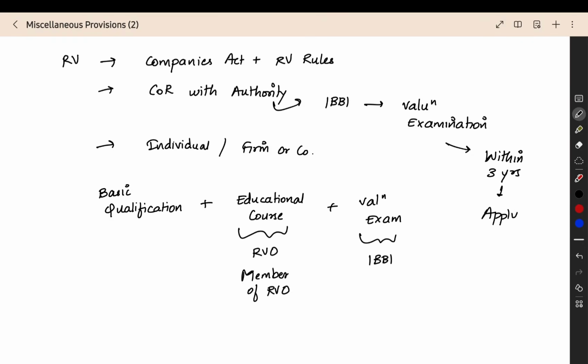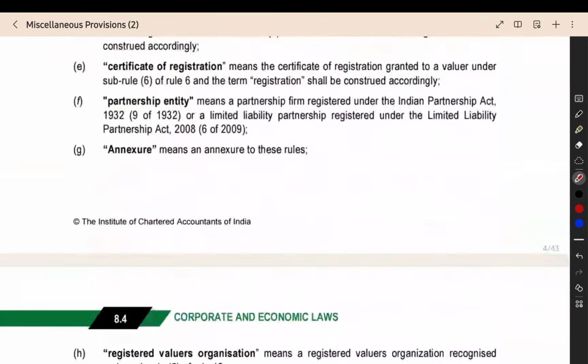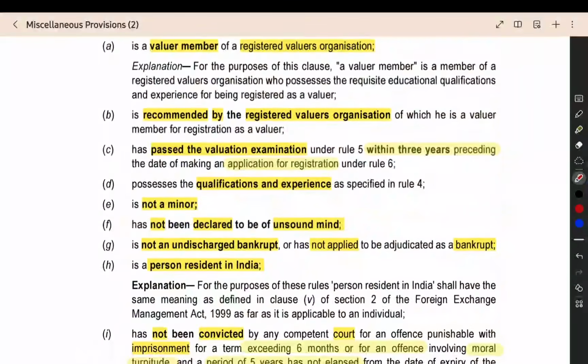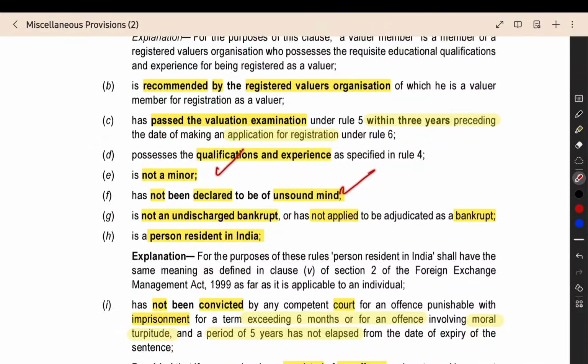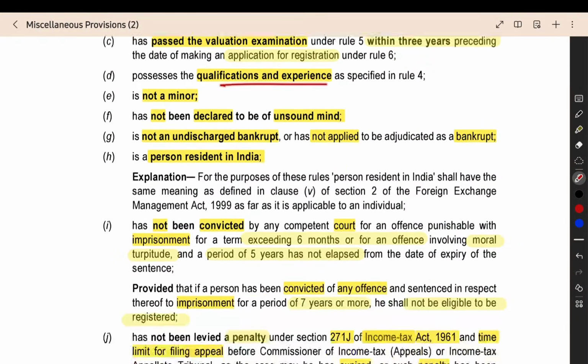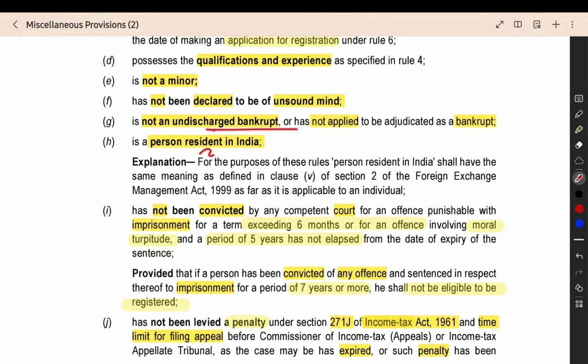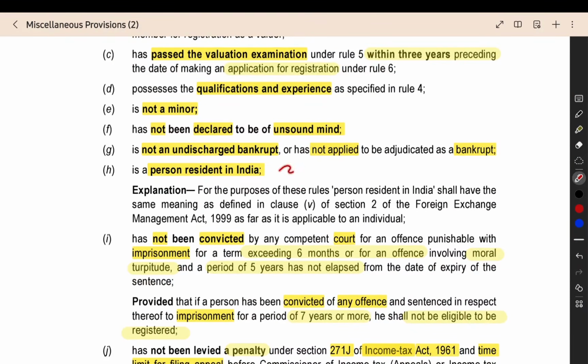Within 3 years you have to apply for the certificate of registration. Now the eligibility which we are seeing is a basic eligibility. You should not be a minor, you should not be of unsound mind, you should have the proper qualification and experience, you should not be a bankrupt, and you should be a person resident in India. So this is one more important point.